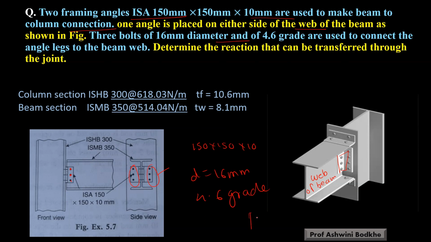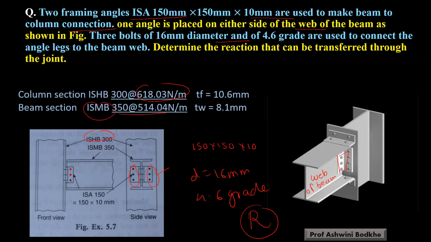Determine the reaction R that can be transferred through the joint. The column section ISHB 300 is given. This column section is ISHB 300, Indian Standard Heavyweight Beam 300, at the rate of 618.03 Newton per meter. And the beam section given is ISMB 350 at the rate of 514.04 Newton per meter.